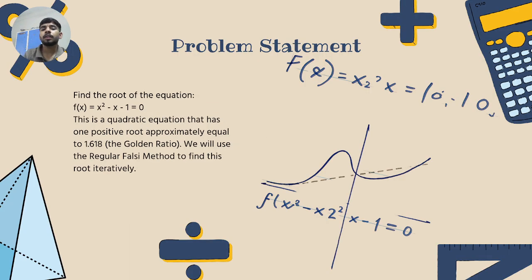Now come to the problem statement or example. We have also done this example using the bisection method. Now we do the same thing using the regular-falsi method. So the question is the same: x squared minus x minus 1. This quadratic equation has one positive root approximately equal to 1.618, the golden ratio. We will use the regular-falsi method to find this root iteratively.